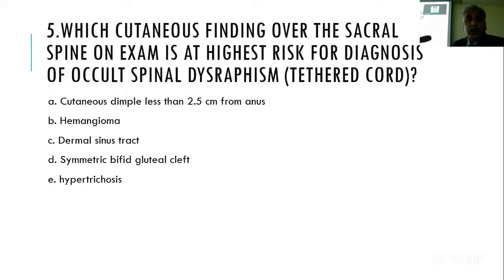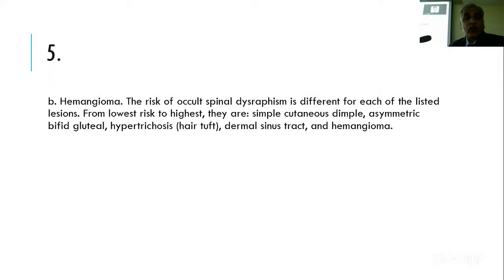Hemangioma? Highest risk is hemangioma. Hemangioma over the back, the same region. Okay. So the risk of occult spinal dysraphism is different for each of the listed regions. From the lowest risk to highest, they are simple cutaneous dimple, asymmetric bifid gluteal cleft, hypertrichosis or hair tuft rather, and dermal sinus tract and hemangioma.